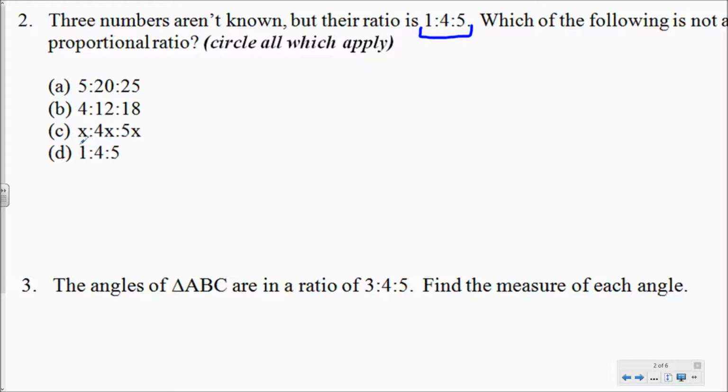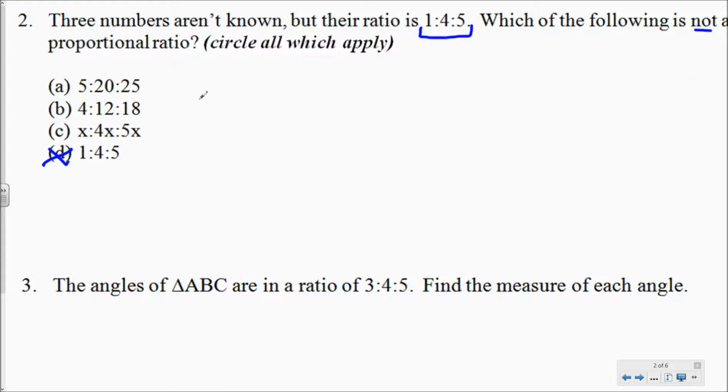So the first one I'm actually going to point out that definitely is proportional is 1 to 4 to 5. This ratio is not the one I'm looking for because it's actually equivalent to the one here. You can even see it. Any ratio is proportional to itself. So my task is to look at the remaining three and find which one is not proportional.